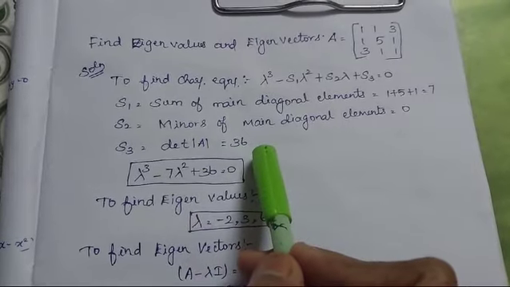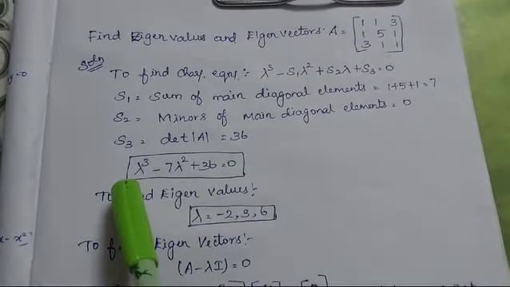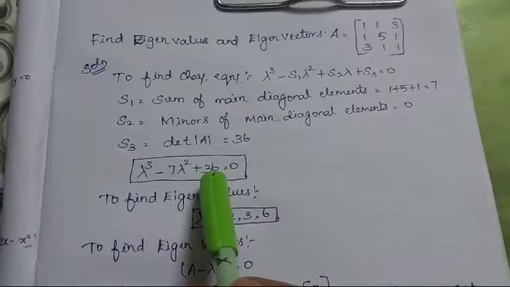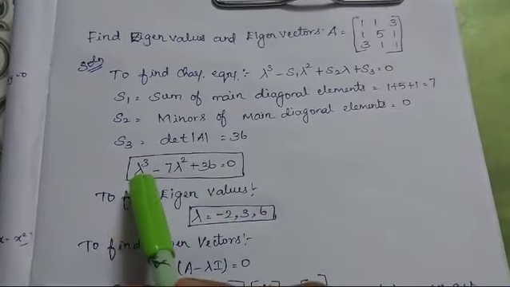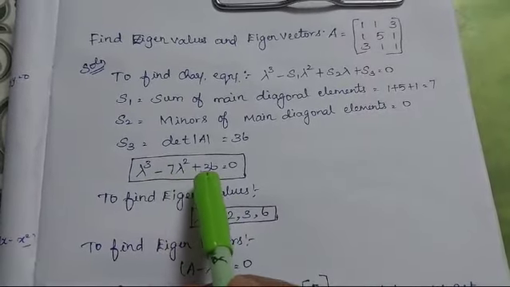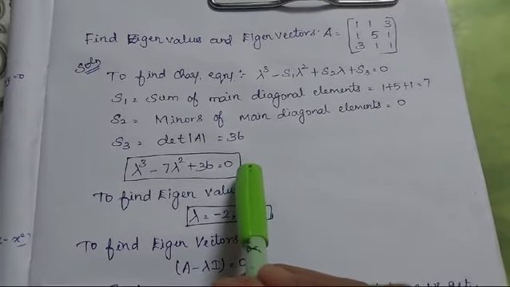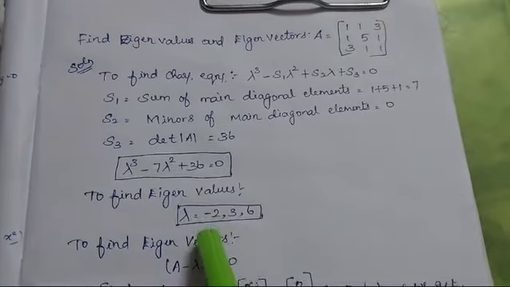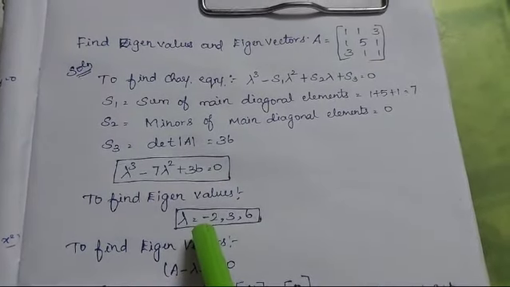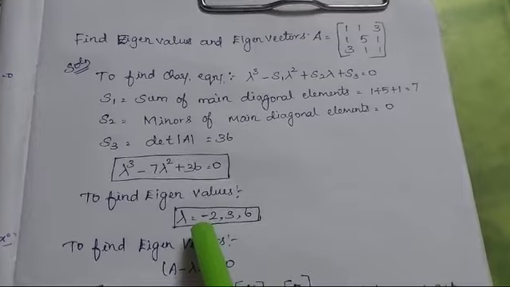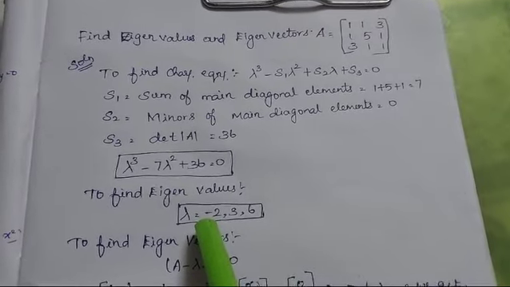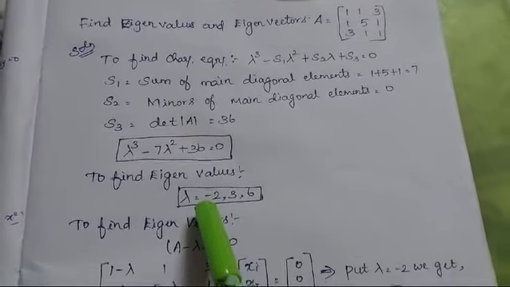The value is 36. Now we formulate the characteristic equation, which is lambda cubed minus 7 lambda squared plus 36 equal to 0. From that characteristic equation, we are going to find the eigenvalues by using the scientific calculator 991 MS. You can find the lambda values easily by using the calculator.